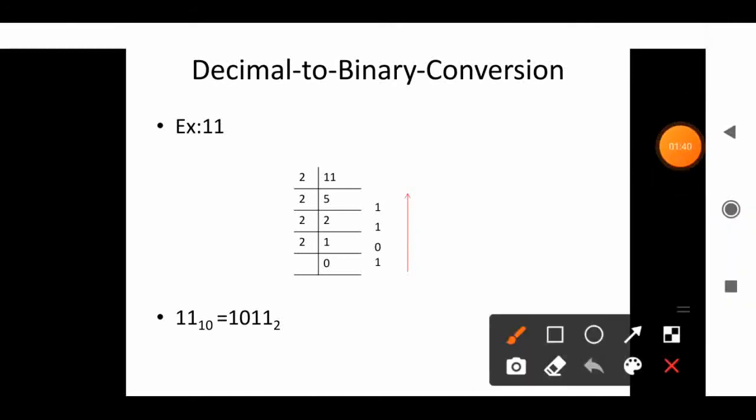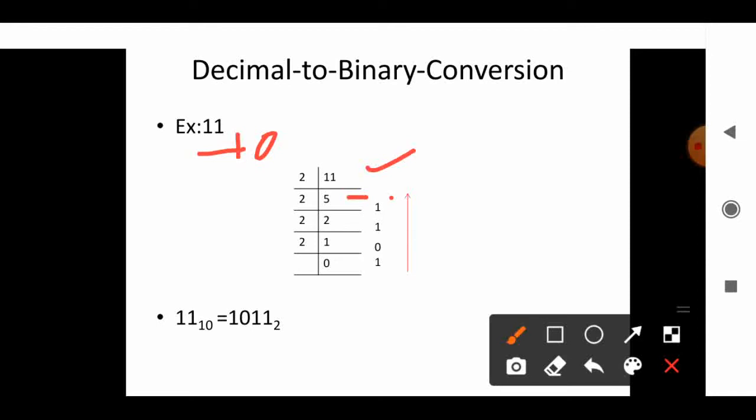Let us solve the problem, the conversion of decimal to binary. See the example 11. Number 11, what is it? It is a decimal number. Now we are going to convert decimal to binary. The base value here is 10. First you have to divide the number by 2. 5 2s are 10, remainder 1. You have to write the remainder on the left side.